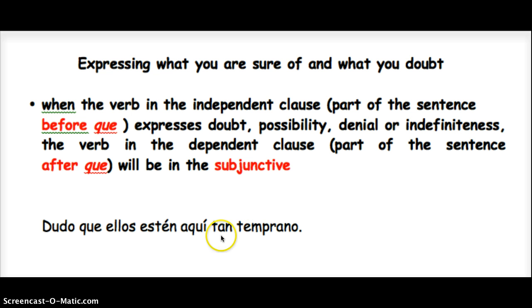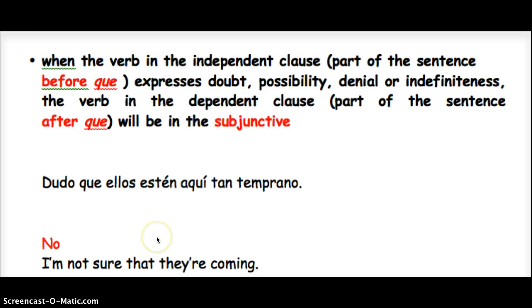So if we look at our sentence here, dudo, I doubt, before the K. Well, since you're doubting something, after the K, we're going to have the subjunctive. Dudo que ellos estén, being the subjunctive verb, aquí tan temprano. I doubt that they're here so early.